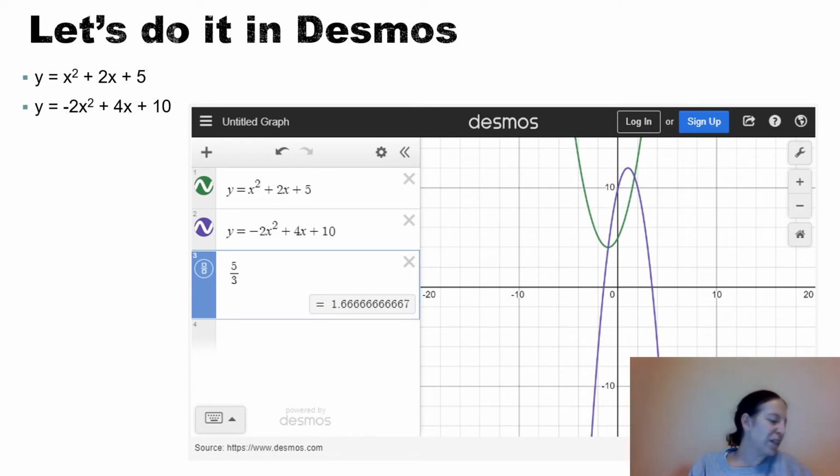I did fix something. I don't know what it was on the previous slide, but this had been a minus sign, and so I am fixing it to be a plus sign. So what we have here is our system, and we're going to go ahead and use Desmos to graph it. So we have y equals x squared plus 2x plus 5.